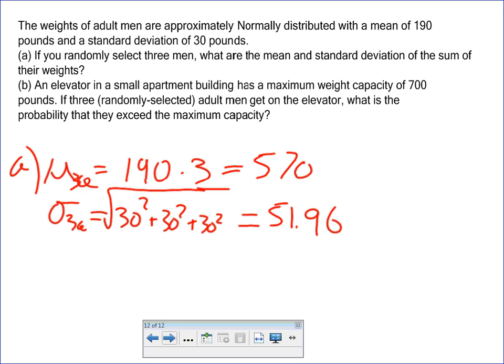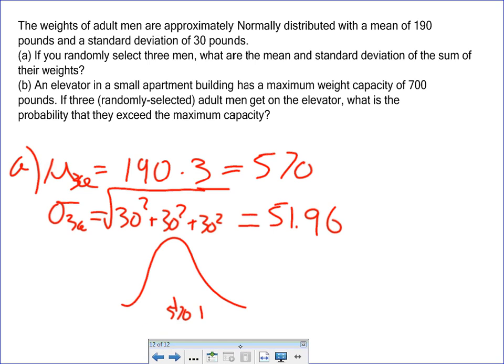So an elevator in a small apartment building has a maximum weight of 700. If 3 randomly selected men go on the elevator, what's the probability they exceed the maximum weight? So we have a normal distribution with a center of 570 and a standard deviation of whatever, and so 700 is going to be about there. So we want the probability of that or greater.